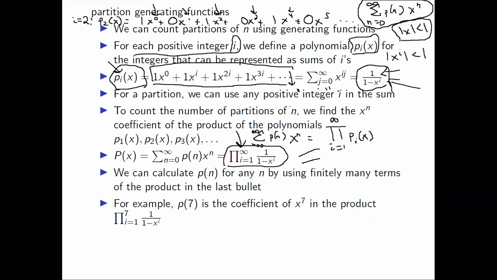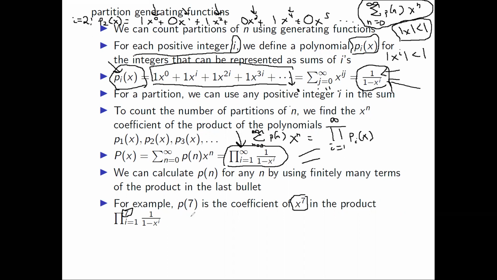If i is greater than 7, the 1 times x to the i, the 1 times x to the 2i, all the multiples of i besides the 1 times x to the 0, are not going to affect the coefficient of x to the 7th. So none of the i values higher than 7 are going to have any effect on that coefficient. So we can terminate the product at i equals 7. We only have to go up to 7.